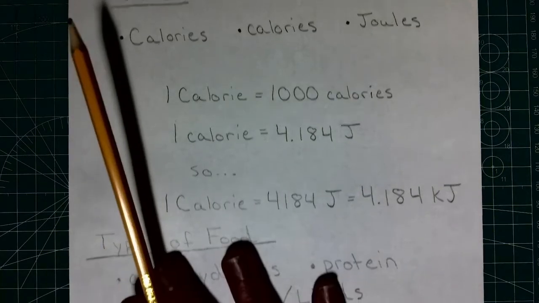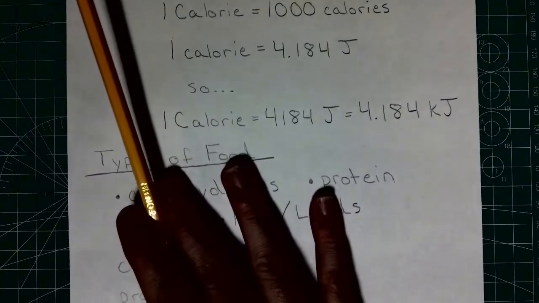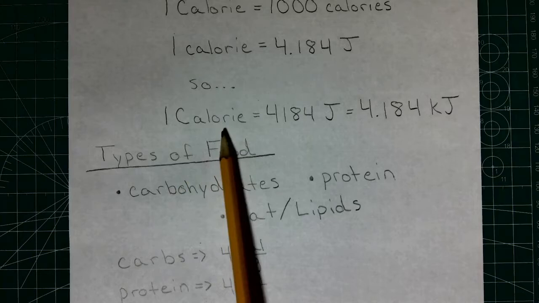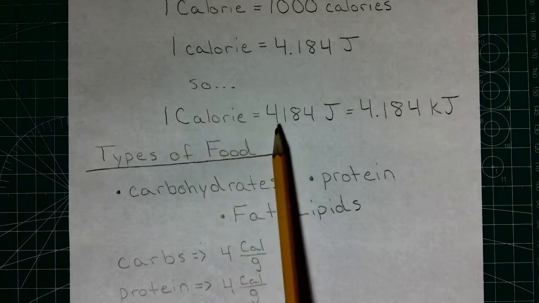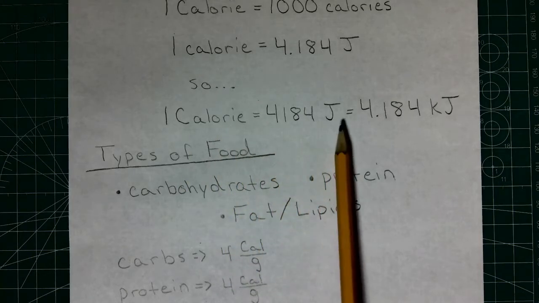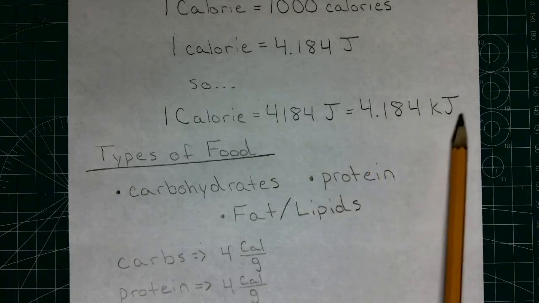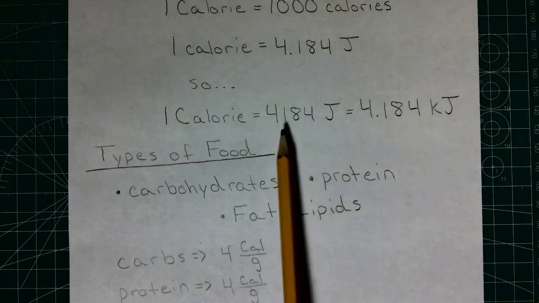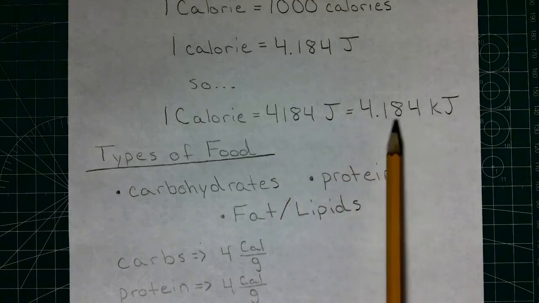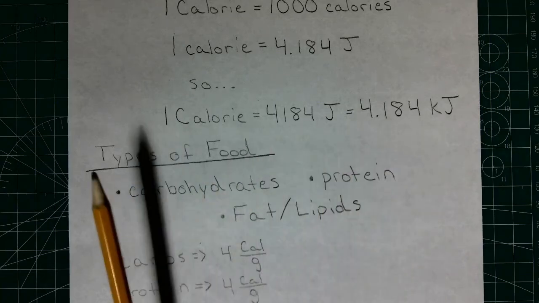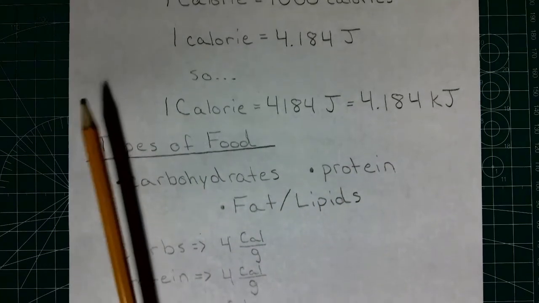Knowing that, we can see that one big C calorie, one food calorie, is going to equal 4,184 joules, or 4.184 kilojoules. Remember that there are going to be 1,000 joules in 1 kilojoule. That's how we're going to work through our metric system.